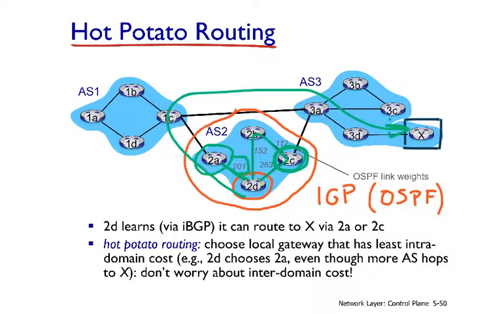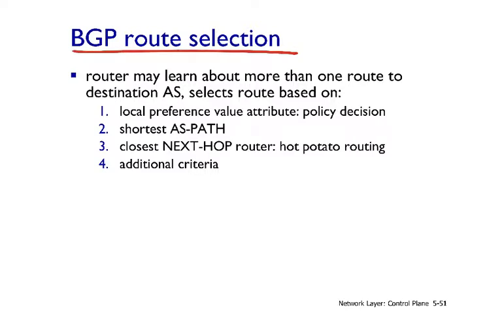Well, in case of receiving two advertisements to reach the same destination, which one to select? We have a list of priority actions. Let's say the first one is to use the policies that are defined in the domain by the network admin. If there are no specific domain policies, the first option is to select the path with the shortest AS path, the shortest number of ASs to be traversed to the destination.